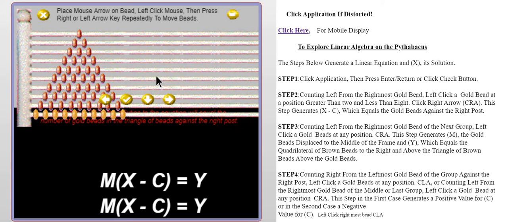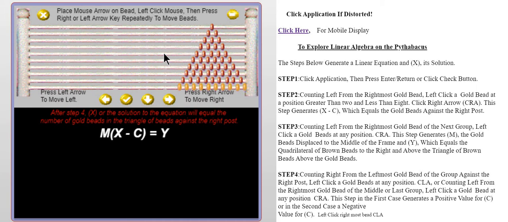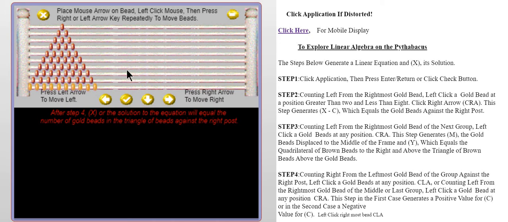To explore linear algebra on the Pythagoras, click the application, then press Enter, Return, or click the check button. Then, counting left from the rightmost bead, select any bead, left-click, and press the right arrow key. This step generates x minus c, which will equal the gold beads against the right post.